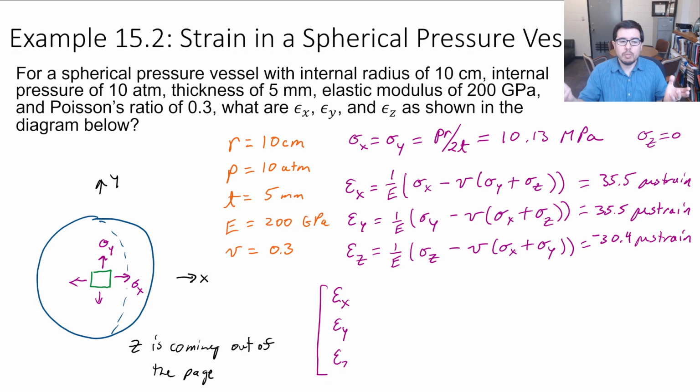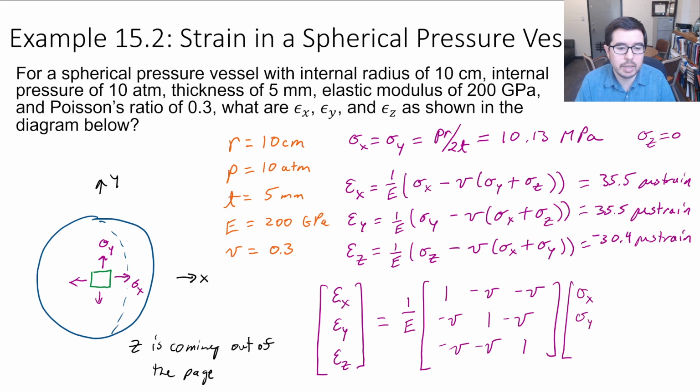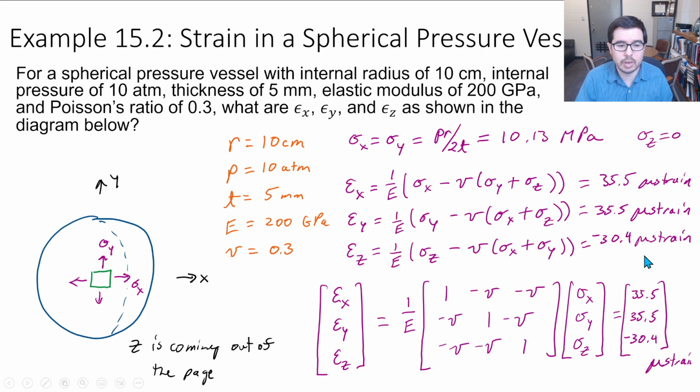For kicks, if you want to recall the matrix form of being able to calculate epsilon x, epsilon y, epsilon z, and these are column vectors, here's a matrix, then we can do the same thing that we just did and write the result, but now it's in the form of a column vector. Okay, great. So that's example 15.2. It gives us an idea of how to relate the state of stress to the state of strain in the structure and the material of these pressure vessels.